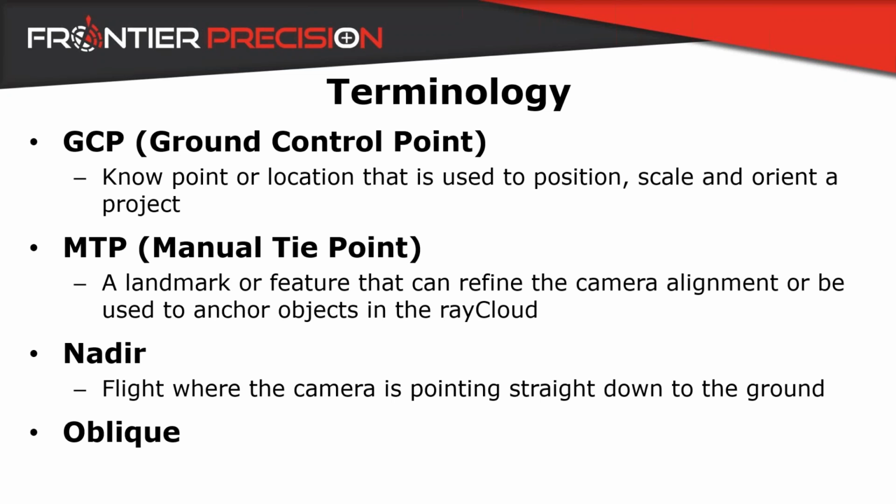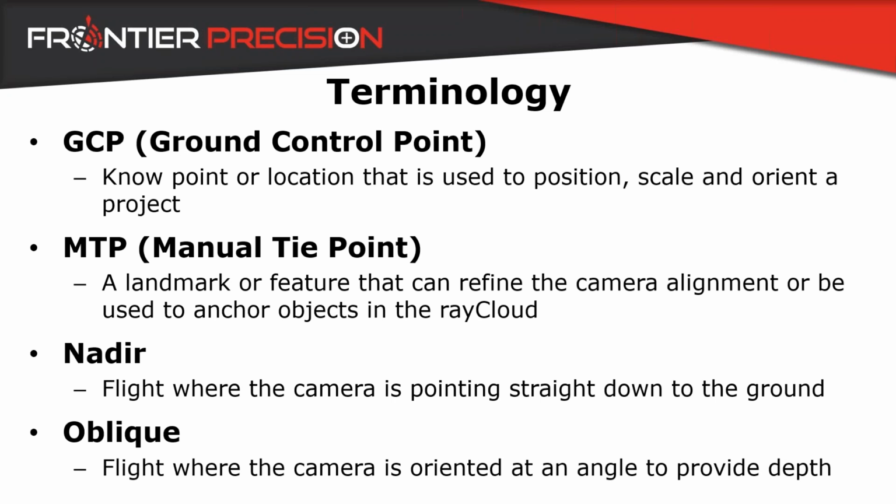And then the next one is oblique, and oblique is kind of the opposite of nadir, where oblique is a flight where we have our camera oriented at an angle to provide depth to the objects in the images. So if we're looking to do a project where we want some 3D deliverables, maybe we have some buildings or something like that where we want more of a 3D model or a 3D point cloud, we may utilize an oblique flight to get some more of that depth of our objects.